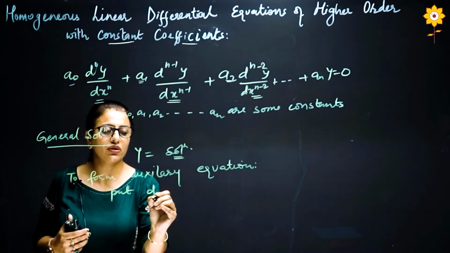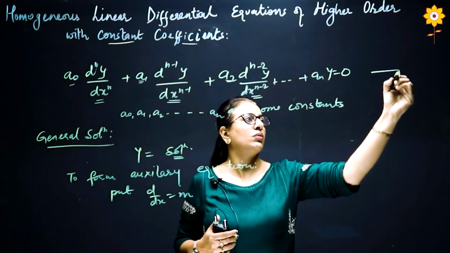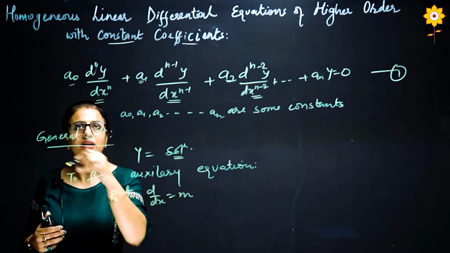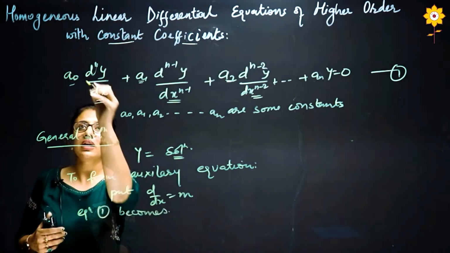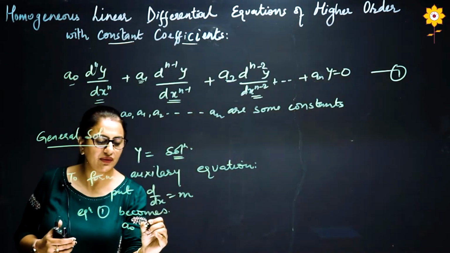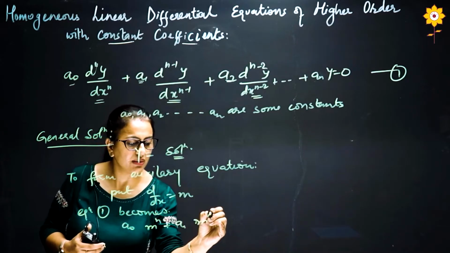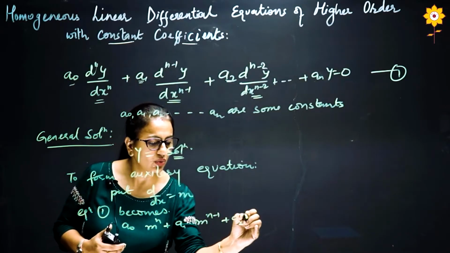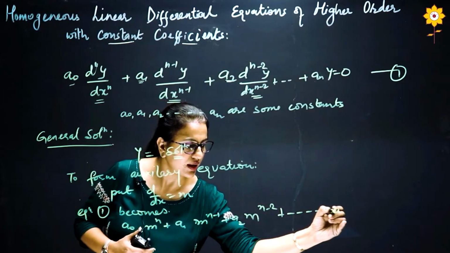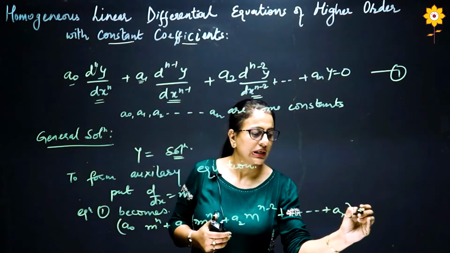We'll put d/dx equals to m in equation number 1. So if I put d/dx equals to m, equation number 1 becomes a0 mⁿ plus a1 m raised to n minus 1 plus a2 m raised to n minus 2 and so on. The last one would be an, and we'll put this whole expression equals to 0.